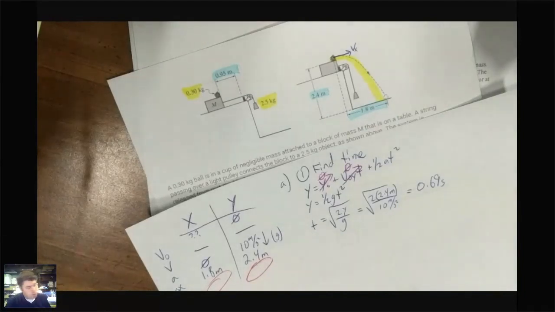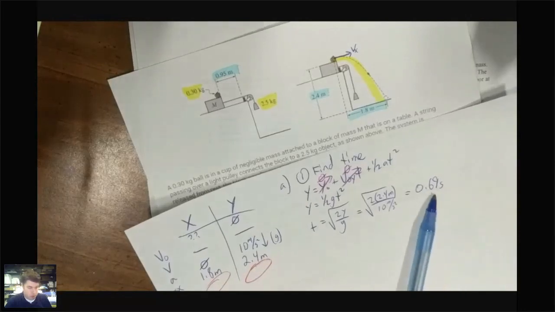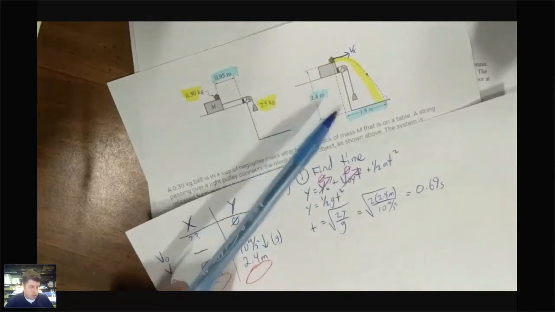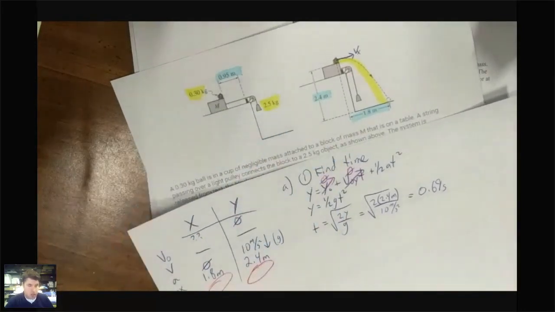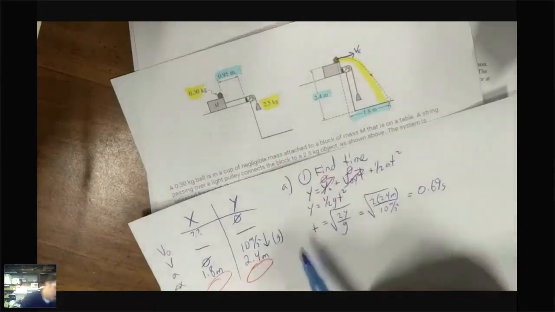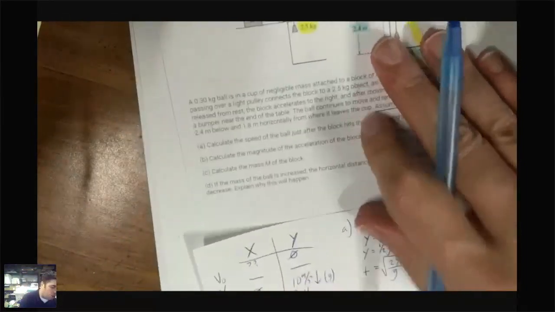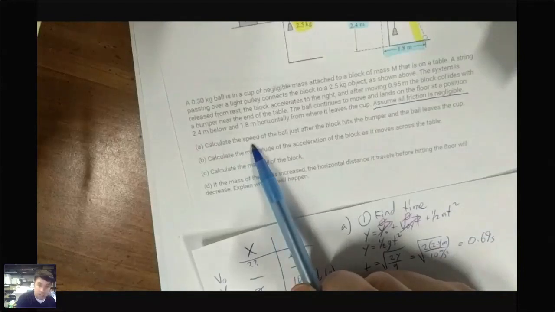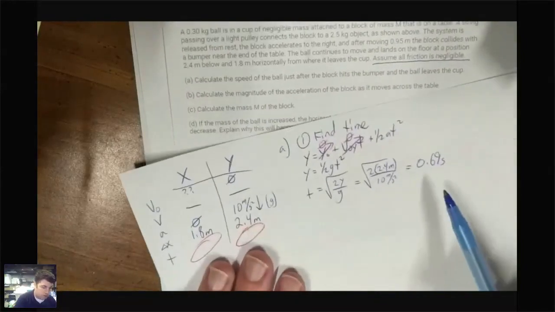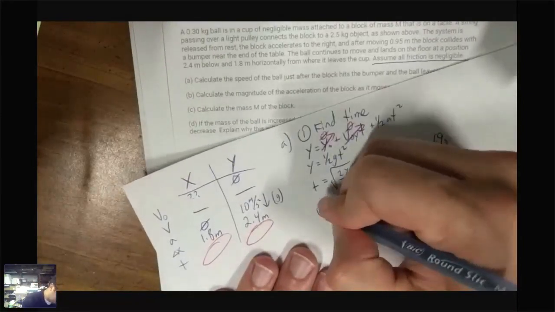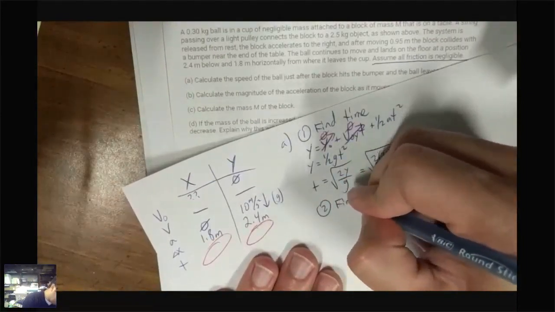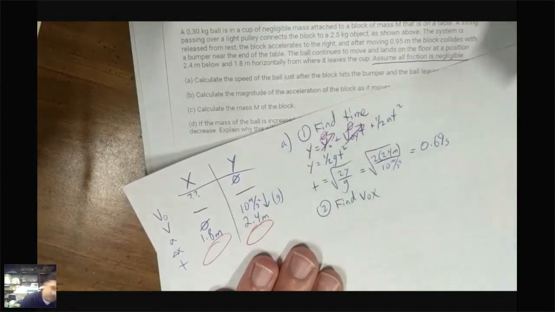And if we were stopping here, just as an experimental point, 2 decimal point values matches up nicely with 2 significant figures in all of our other numbers. Okay, but we're not done yet. Part A's goal was to help us find the speed of the ball. So I'm looking for Vx. I'm not looking for t. So let's do part 2 of this, and I actually want to find v naught x.